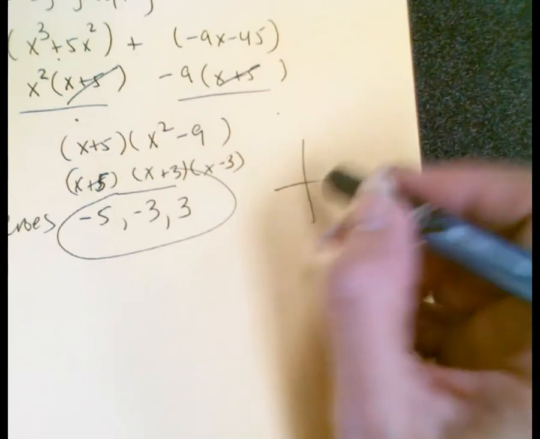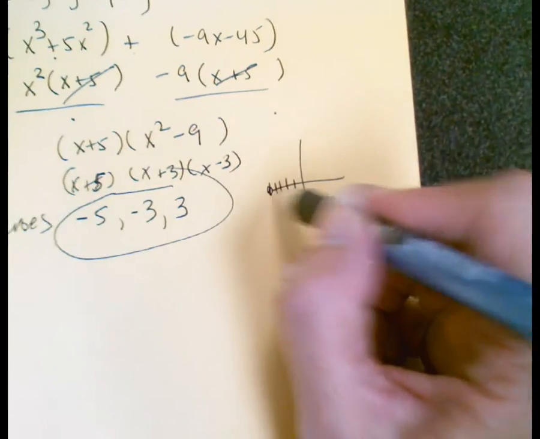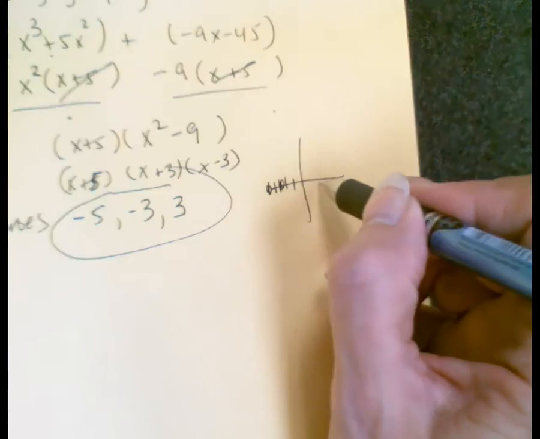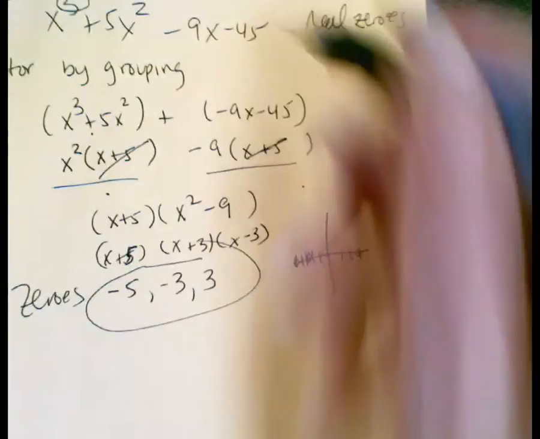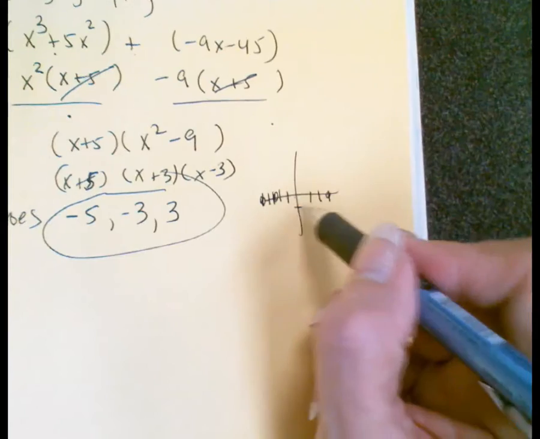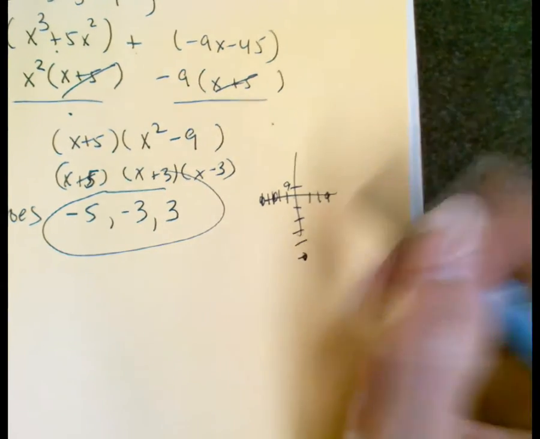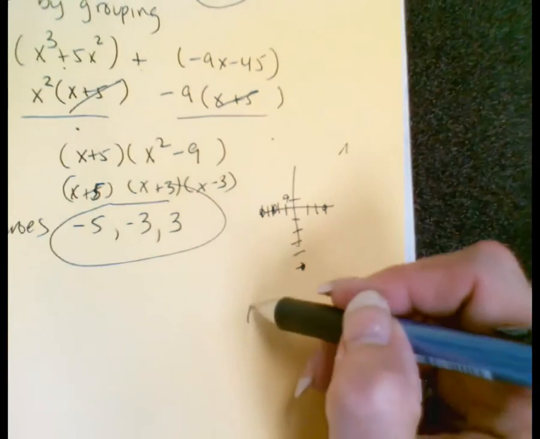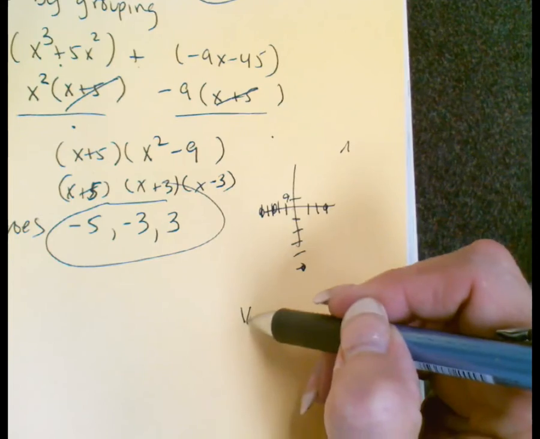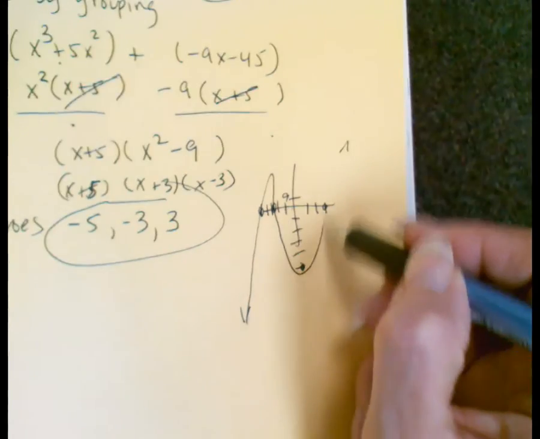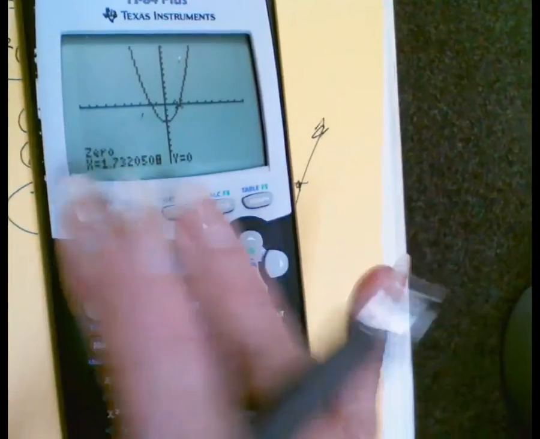So before I even punch this in the calculator, I should be seeing it cross there, here, and here. And the y-intercept's -45, so we'll go by 9s. 18, 27, 36, 45. So let's see, the end behaviors would be cubic, one here and one here. So it's going to look something like this. That's what it's going to look like before I even punch it in the calculator. So let's double check that.